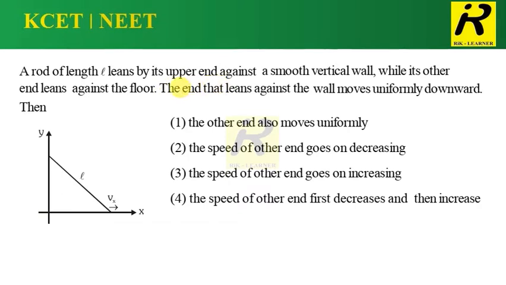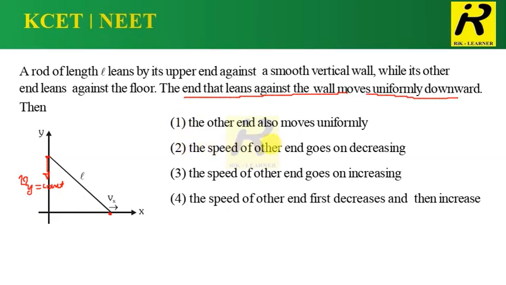The end that leans against the wall moves uniformly downward, means this edge is moving downward, and I call this velocity Vy equal to constant. So this is constant. Option 1 says the other end also moves uniformly. That means this end also moves uniformly.